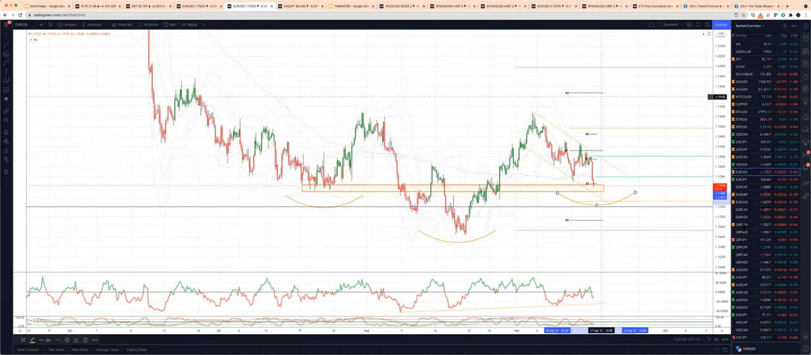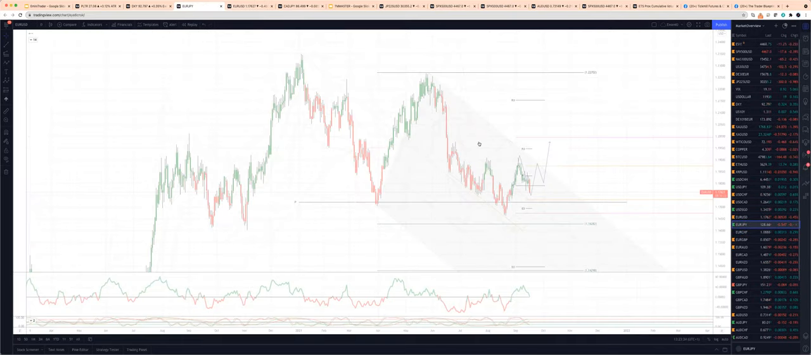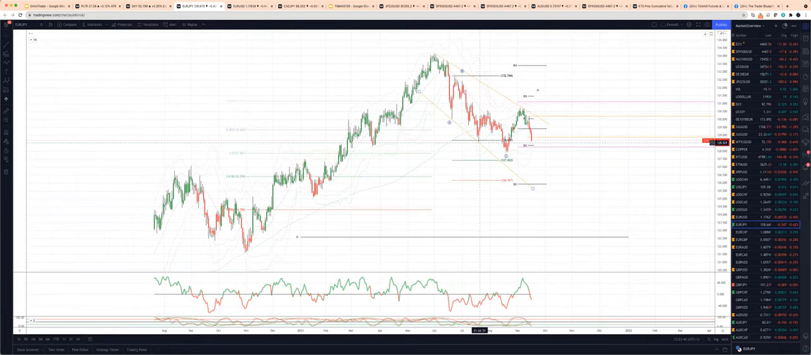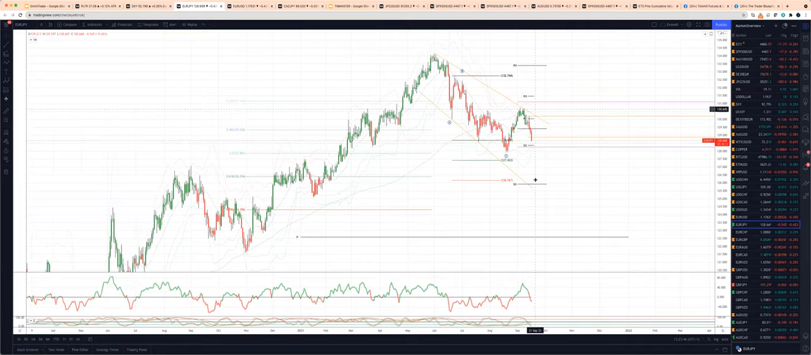Euro yen. Similarly, inverse head and shoulders potential scenario here. Needs to hold this support, 128.50s. We can get a bullish reversal pattern then. I think we can break to the upside here in the euro yen. Alternatively, if we don't find the support there, then I'd be thinking about downside objectives, certainly back into 126.50s in terms of the euro yen.